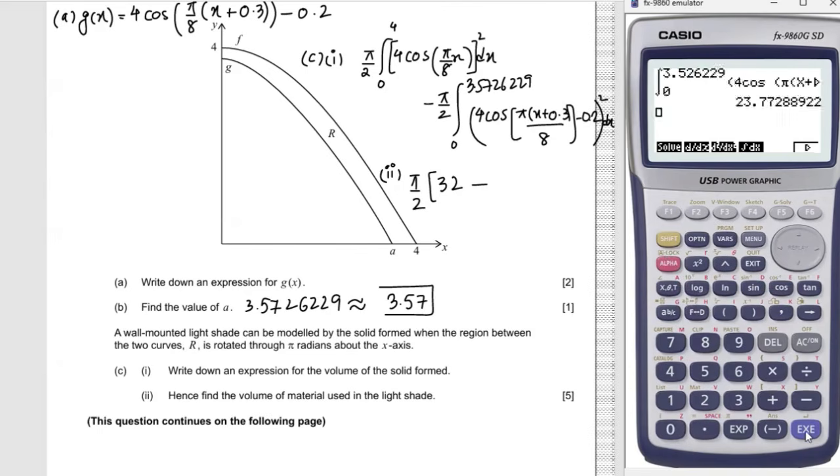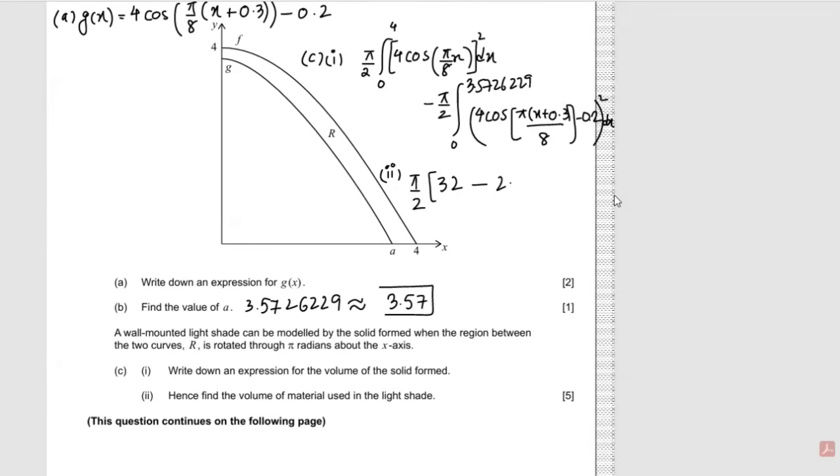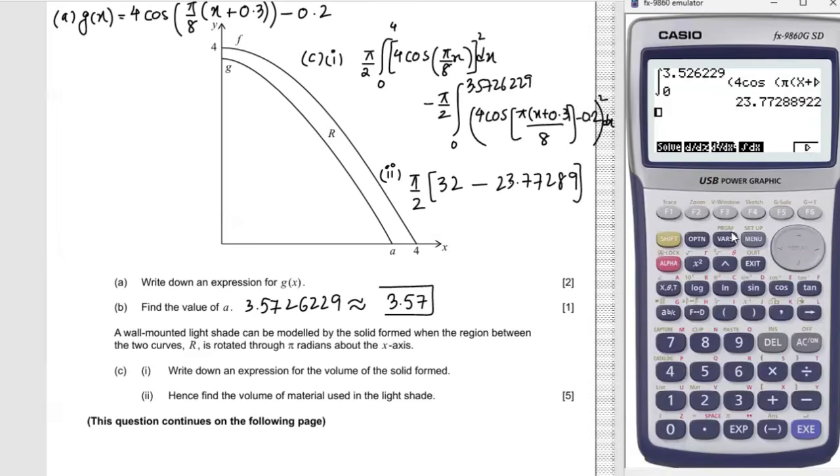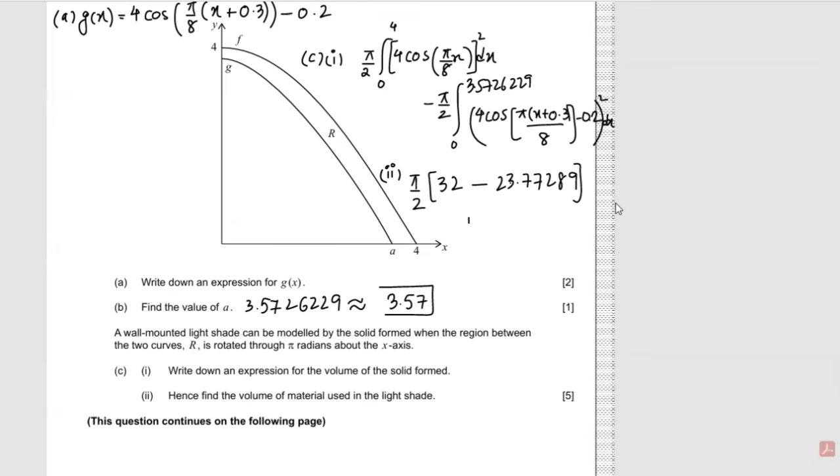Okay, let's see. I'm getting 23.77289. Okay, so I've got my values: 32 minus the answer, and times this whole thing by shift pi and divide it by 2. So I'm getting 12.9231. So 12.9 should be my final answer.